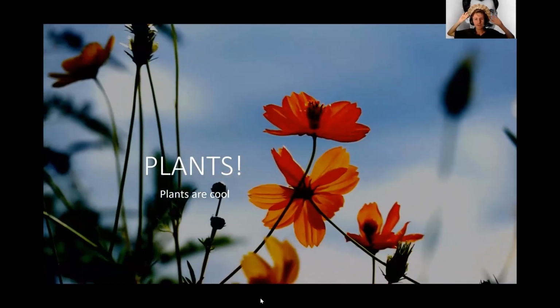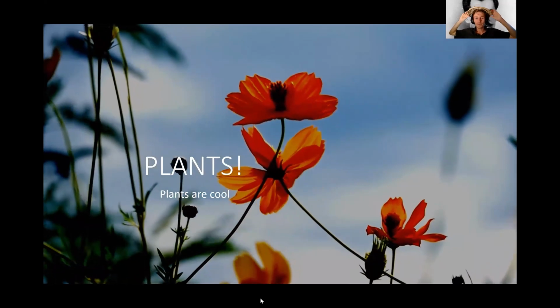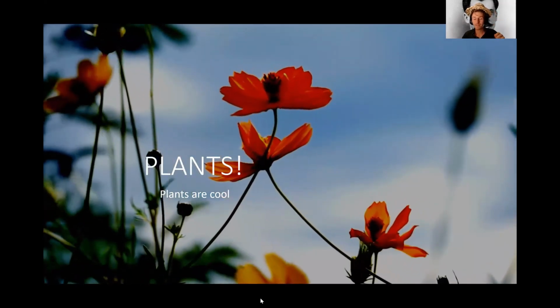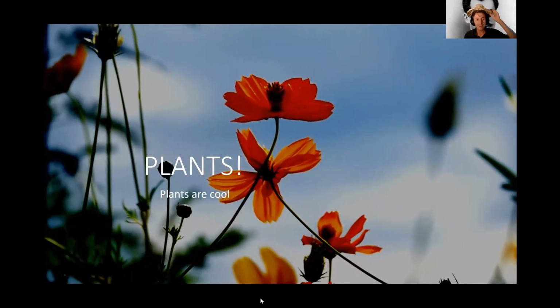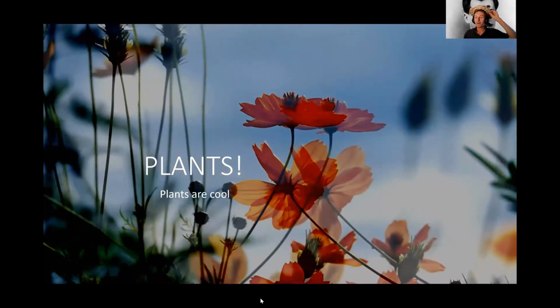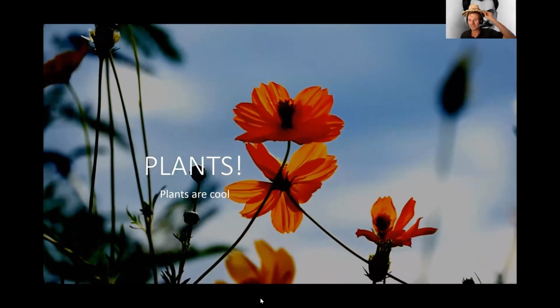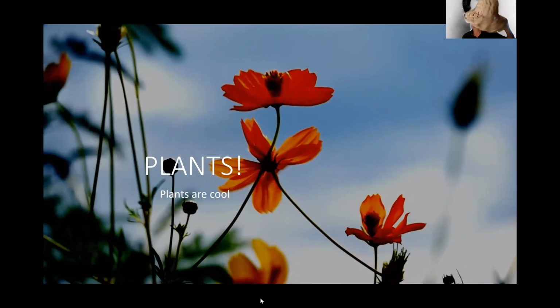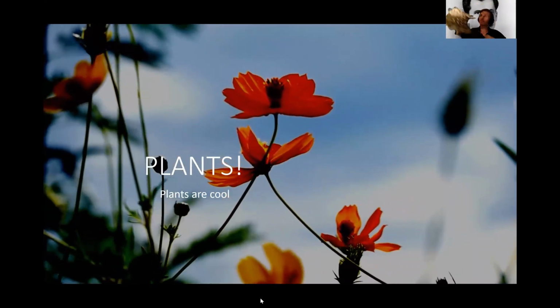Oh, I think we'll be talking about plants today. Oh, you'll be talking about plants for the rest of this semester, so you better get used to it. Plants are very cool. Yep. This hat is made out of plants, made out of palm leaves from Mexico.